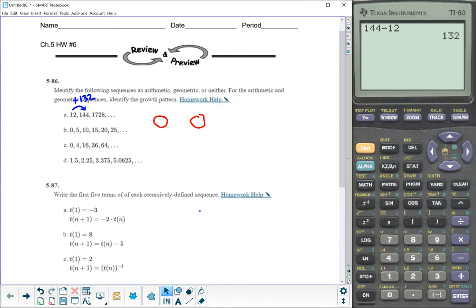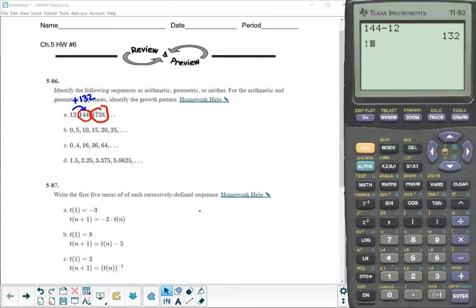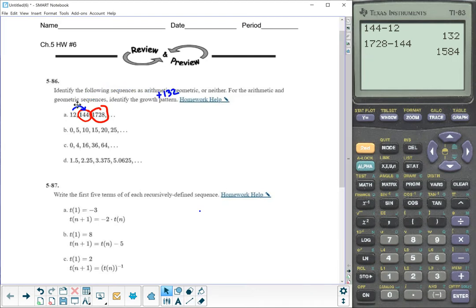So we're going to do the same thing. We're going to start with the term that's further on. So 1728, and we're going to subtract 144. So 1728 minus 144. And if it's arithmetic, that means it's going to give me the same thing. And if you notice, it's not. So the first time we're adding 132, and the second time we're adding 1584. So this is not arithmetic. So we're going to scratch that. It's not plus 132.